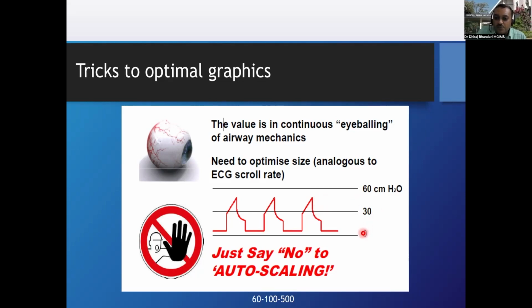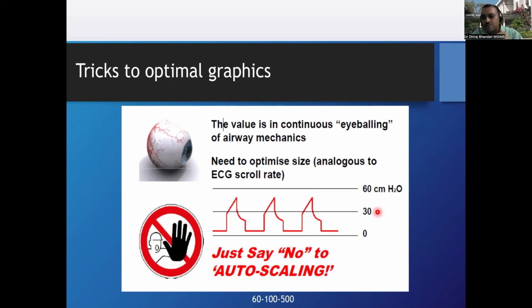Imagine this is a pressure scalar, and you have 0 to 60 centimeters of water kept as your scale. It's like a graph, isn't it? We have parameters kept here. Now, if you are on auto scaling, suppose for some reason the pressures initially were 30 and now the pressures have gone to 50. With time, initially this scale was probably 0 to 30.